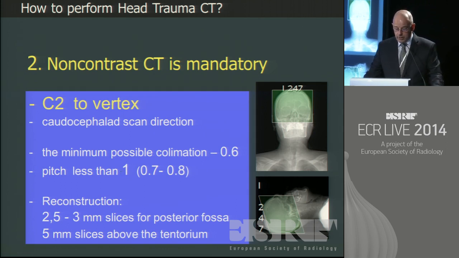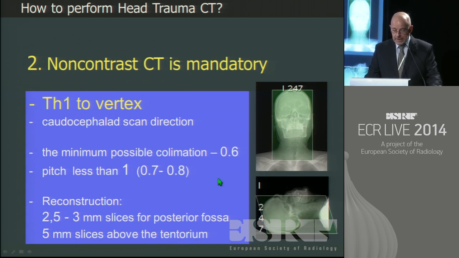Use always minimum possible collimation, because then we can use reconstructions. For the posterior fossa we use 3 millimeter slices, and 5 millimeter slices above the tentorium is quite enough. If there is any clinical suspicion that something is wrong with the cervical spine, we have to extend our area of interest and cover the area from TH1 to vertex with exactly the same details. So the head and the cervical spine will be covered with one sequence.